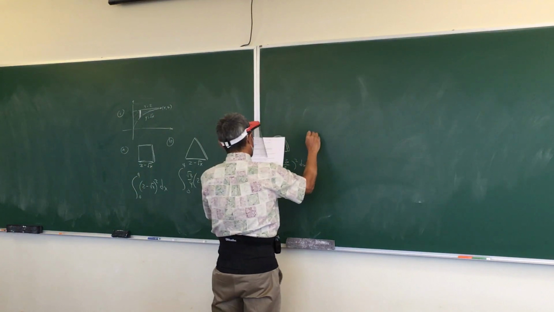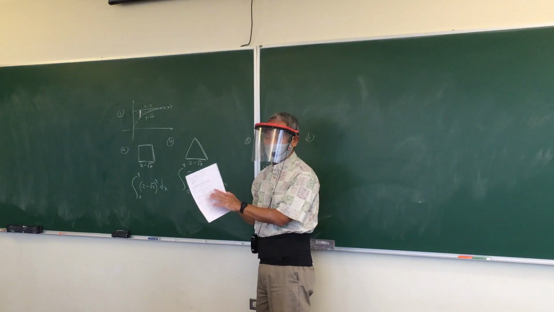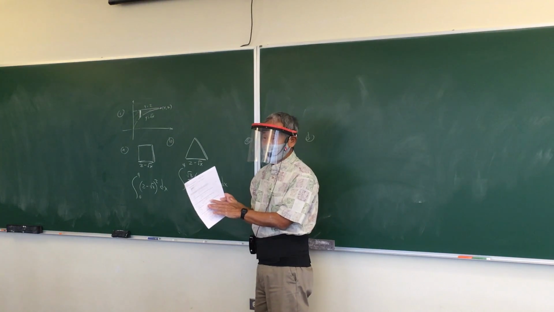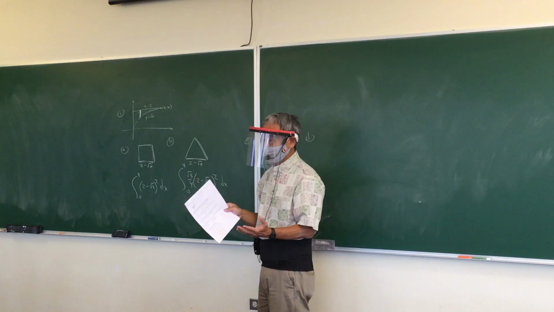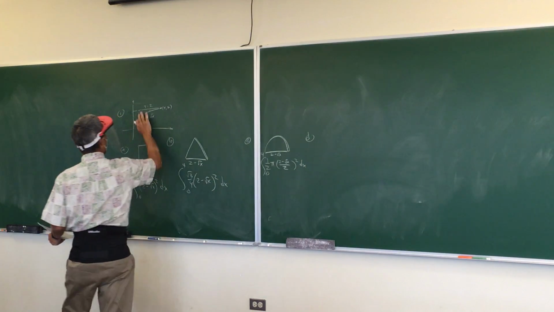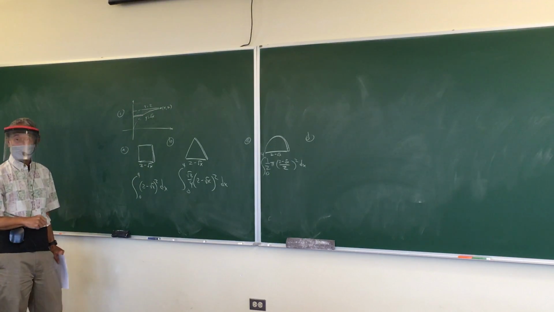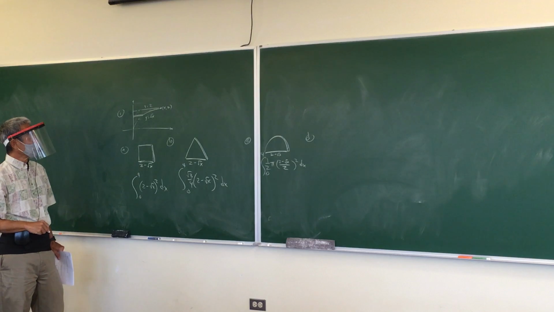Part D. Cross sections perpendicular to the y-axis. No, I underlined it now. On the AP exam, they're not going to underline it. You got to read that. So perpendicular to the y-axis. Now you got to draw the rectangle like that. Perpendicular to the y-axis. Okay?